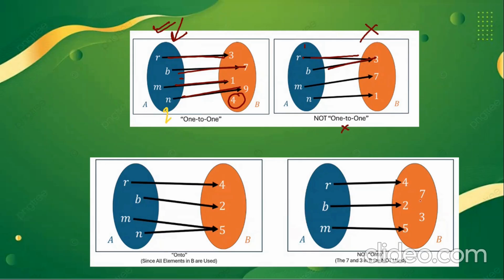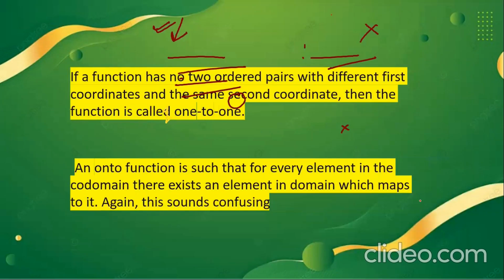What is onto? For one-to-one, we are watching out for set A. For onto, we are watching out for set B, that every single element in set B should connect to some element in set A. So for onto, we always watch the second set. Now, onto functions means that every element in the codomain, and codomain means set B always, so we are always watching this. Every element here should be fixed. None of the elements should be alone in set B. There exists an element in the domain which maps to it.